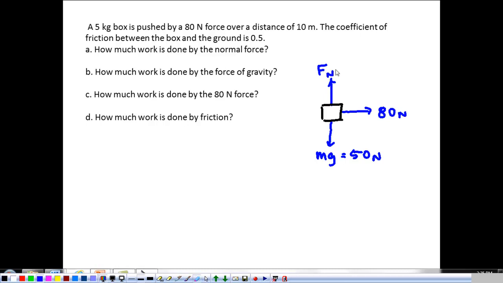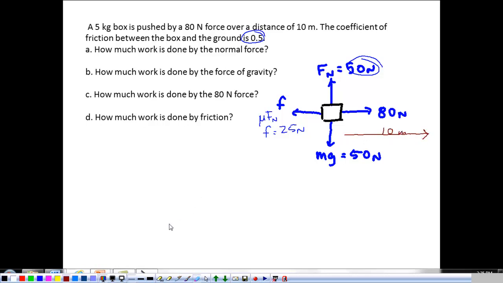We have a normal force acting on the box. Since it's sitting on the ground and not on tilted ground, and we're not pulling up at an angle, that normal force is also going to be equal to 50 newtons. And we know that there is friction acting on my box. Now, before we move on, we probably should figure out how much that friction is. If you recall, friction is mu times the normal force. Well, that's just 0.5 times 50. So my frictional force here is equal to 25 newtons.